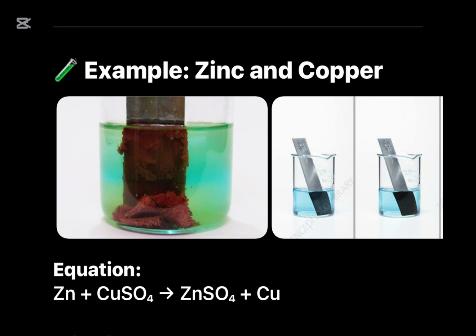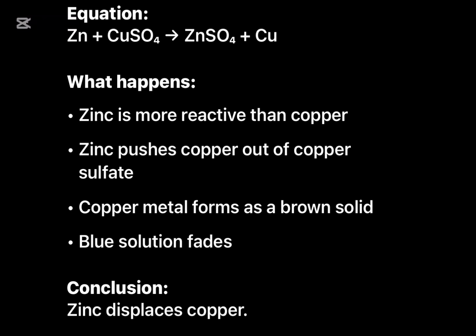Now, what happened during that reaction with zinc and copper sulfate? If you notice, zinc is more reactive than copper, and zinc pushes copper out of the copper sulfate. The copper metal forms as a brown solid, and the blue solution fades. In conclusion, you can say zinc displaces copper. So that's what happened in that equation.